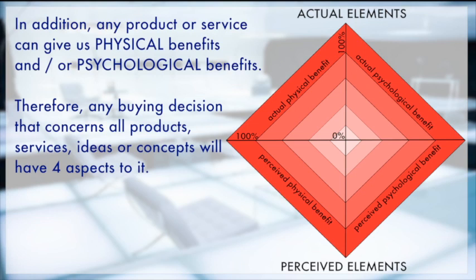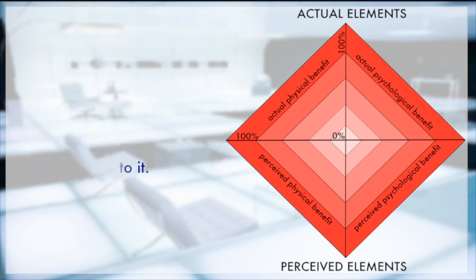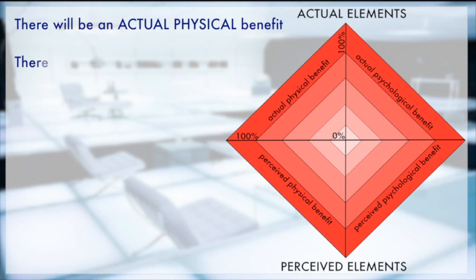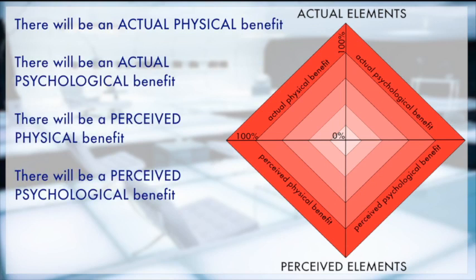Therefore, any buying decision that concerns all products, services, ideas or concepts will have 4 aspects to it. There will be an actual physical benefit, there will be an actual psychological benefit, there will be a perceived physical benefit and a perceived psychological benefit or perceived emotional benefit.